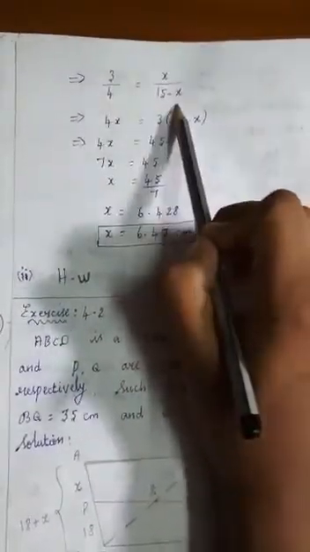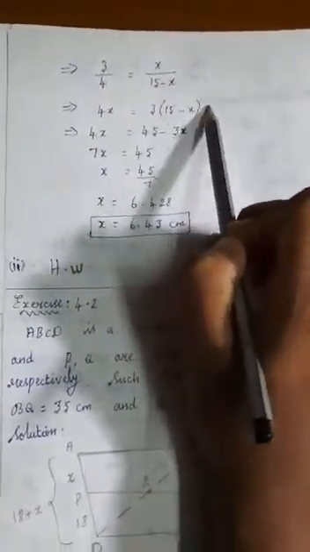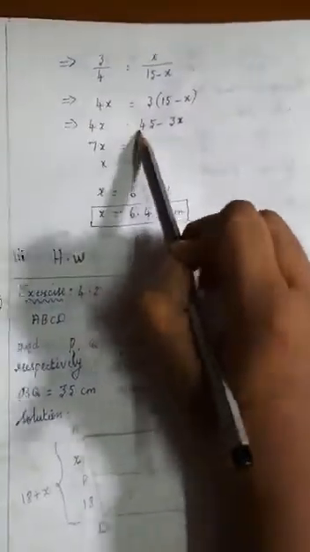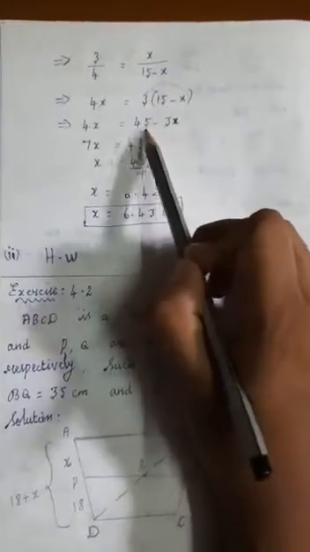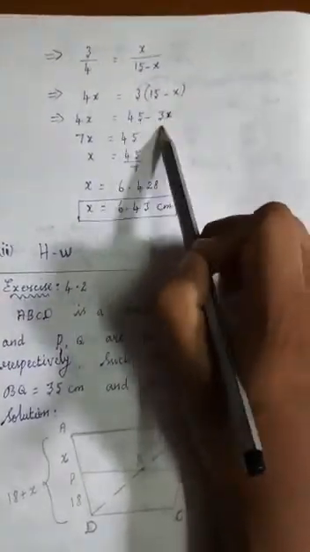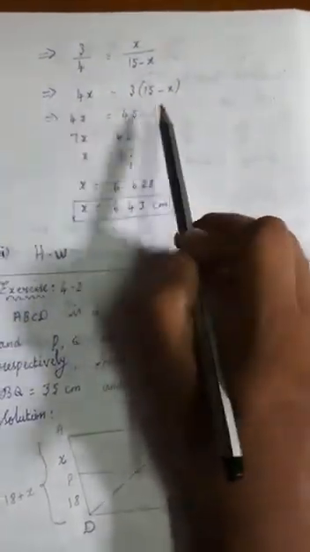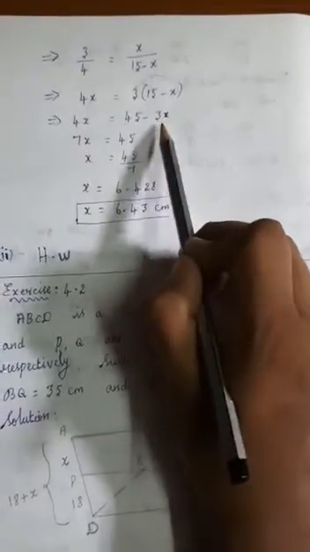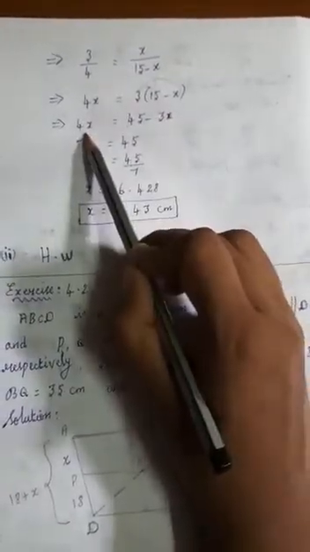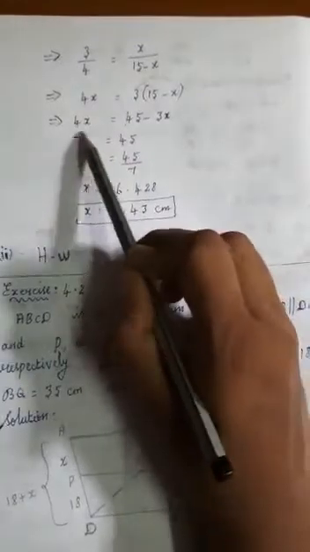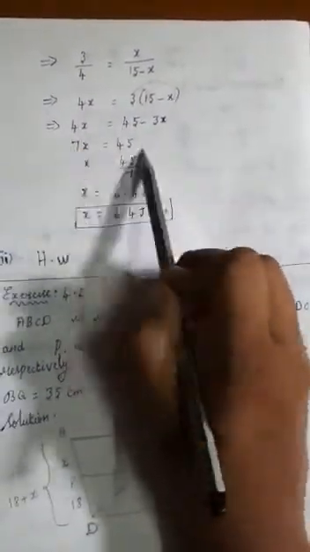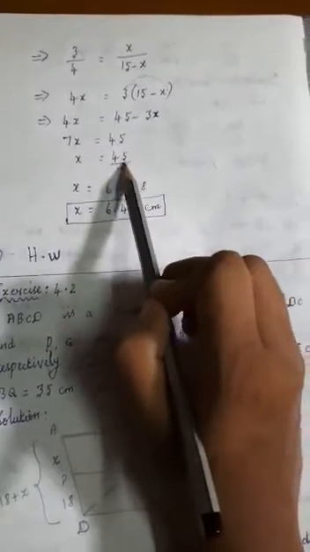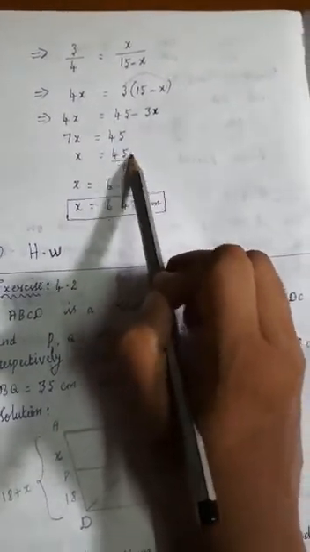So 4 into X, 4X, is equal to 3 into 15 minus X. Now multiply inside: 3 into 15 is 45, minus 3 into X, which is 3X. Now here you have 4X, so bring the X part to this side. Minus 3X becomes plus 3X on this side. So 4X plus 3X is 7X, which is equal to 45. So X is equal to 45 by 7, because if you transpose the multiplication to the other side, it becomes division.